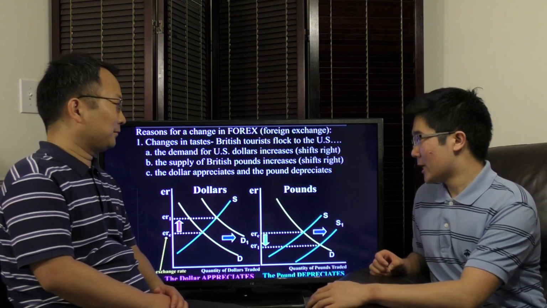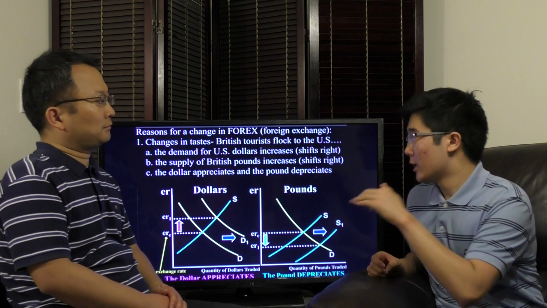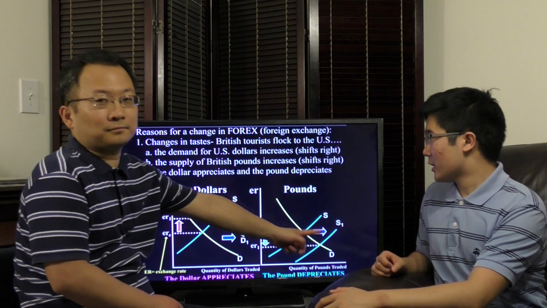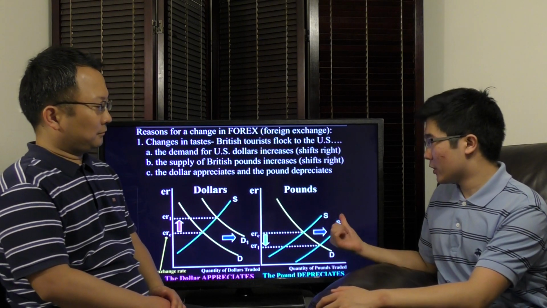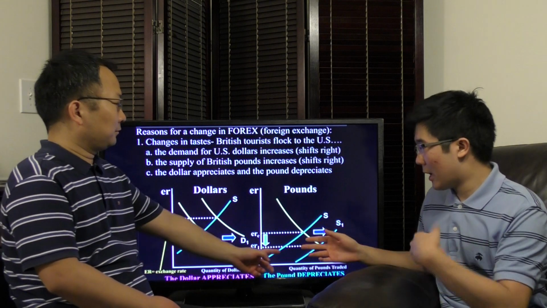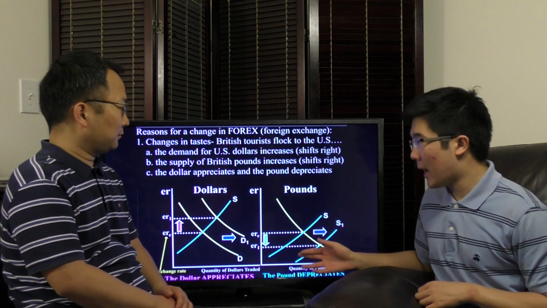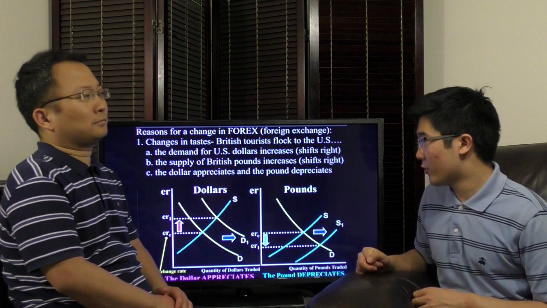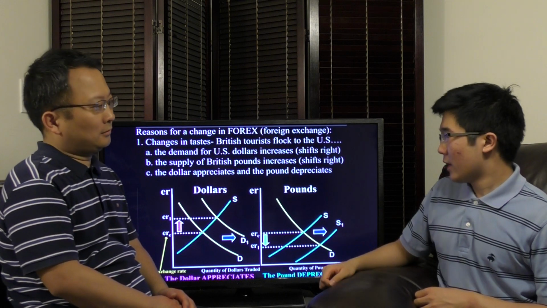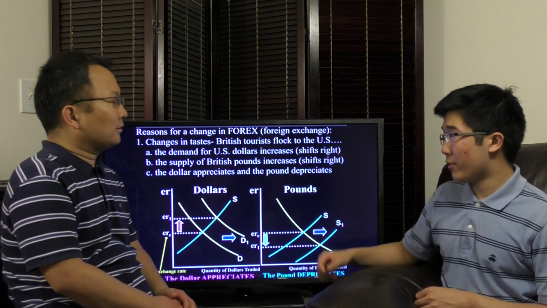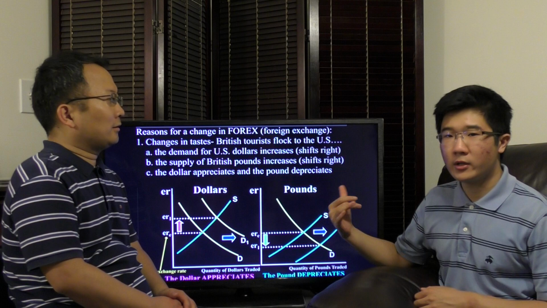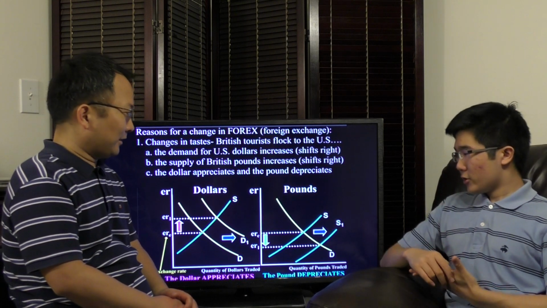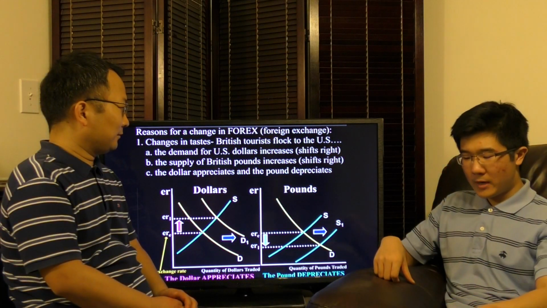However, subsequently, this is matched conversely by the supply of British pounds increasing and shifting right, which decreases the British pound exchange rate, to match the increase in the exchange rate of the dollar. So the dollar appreciates and is matched by the pound depreciating in this example of a change in taste between Britain and the U.S. Exactly. So you see here, the dollar appreciates, the British pound depreciates.